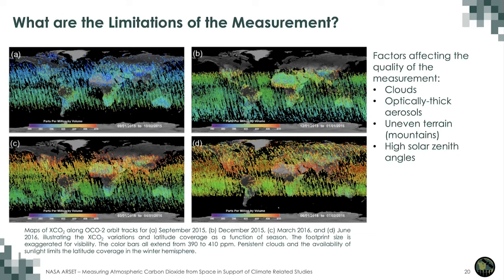Great. Next question. If the gaps are 10 kilometers, what does it mean that the spatial resolution is 1.29 by 2.25? So that's a good question. Across the swath, so it's a 10 kilometer wide swath, and across that swath, we have 8 spatial footprints. So within the 10 kilometers, there are eight footprints.